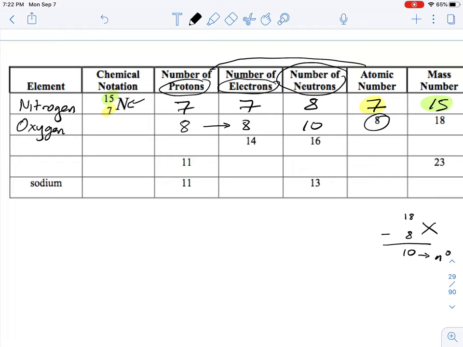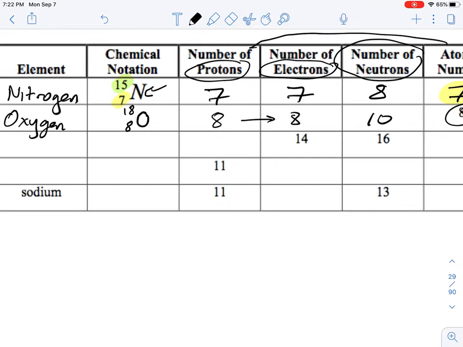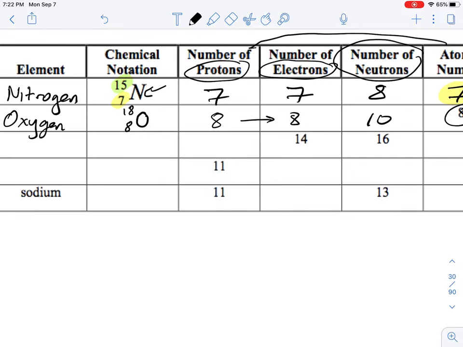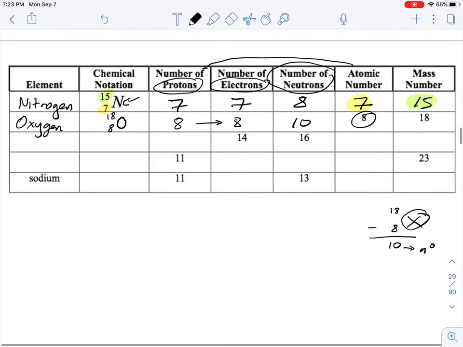And then for my chemical notation, instead of saying X, I'm going to put in the chemical symbol for oxygen, which is O. And then I'm going to put in 18 at the top and 8 at the bottom. Okay, so that's the nuclide notation for this specific isotope of oxygen.